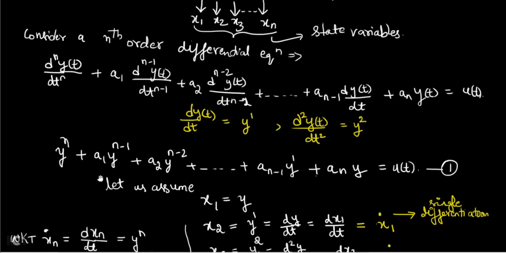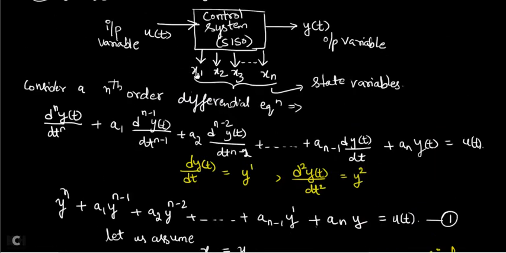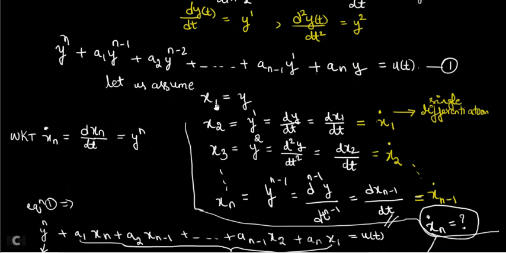That's why now let us assume x1 is equal to y. These are my assumptions only. In order to derive the equation, I am assuming like this. So let us assume x1 means the first state variable, x2 the second state variable, like that. So let us assume this x1 is nothing but y only. So x1 is equal to y.